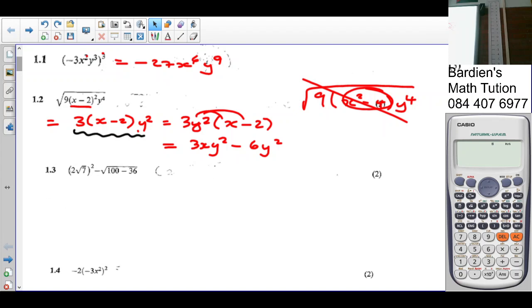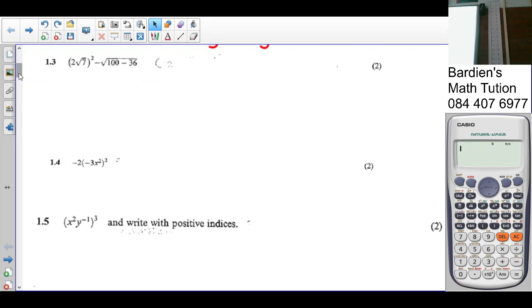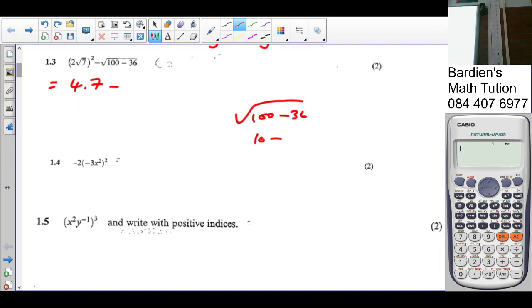In that case also you're not simplifying the sum. In question 1.3, what is 2 root 7 squared? What is 2 squared? 4. What is the square root of 7 squared? Square root of 49, which is what? 7. Minus, can I take the square root of 100? Which is 10 minus 6, which is 4. Can we do that? No. Whenever there's a plus or minus between it, we must first add or subtract. Do you agree with that?